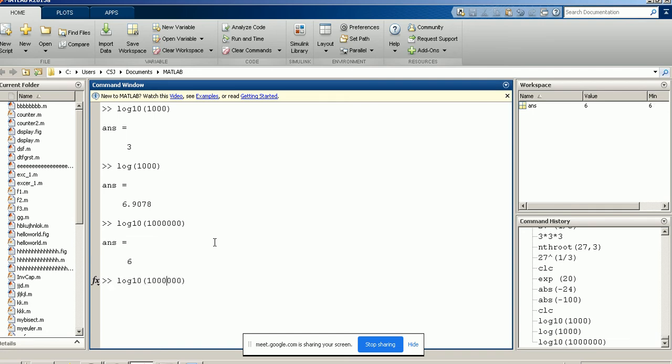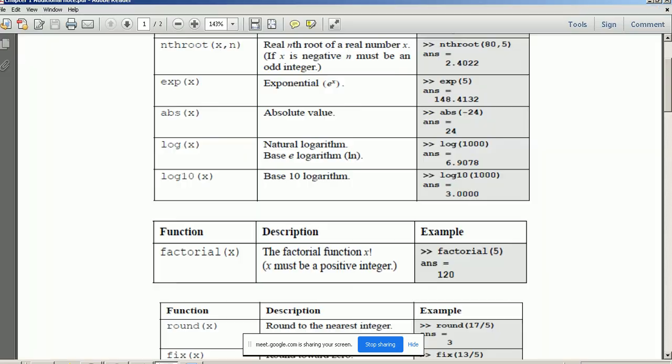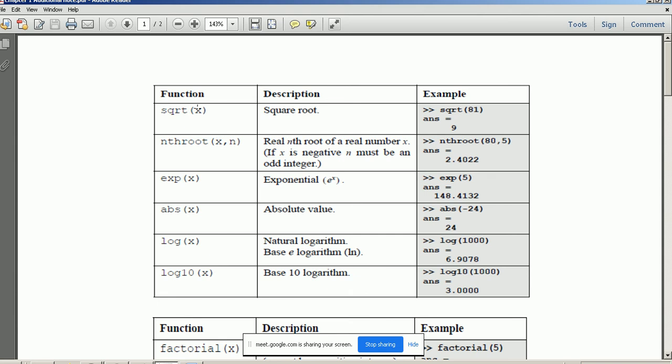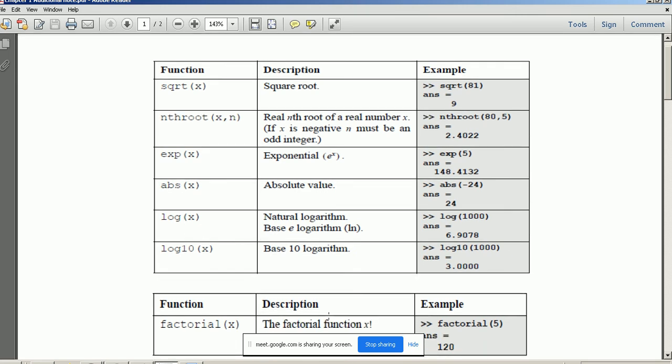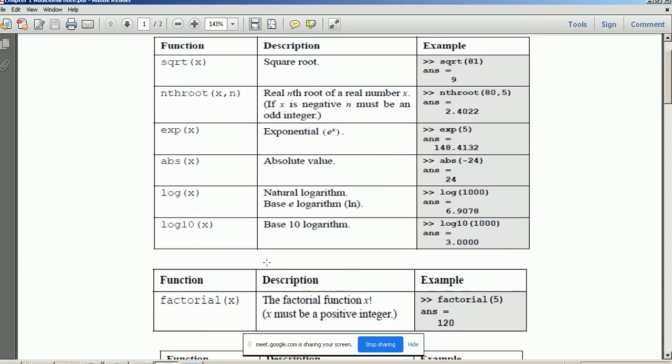But the natural logarithm gives a different result. It's calculated by calculator and charts. So you should memorize how we represent the sqrt, nth root, exponential function, absolute value, the log and log10, which are the natural logarithm and the base 10 logarithm.